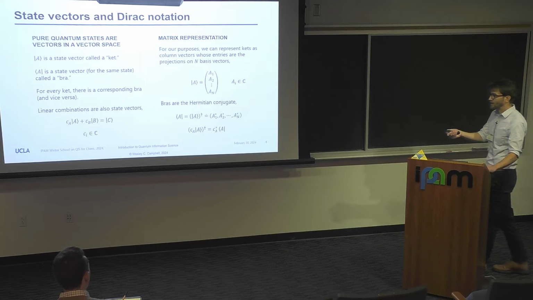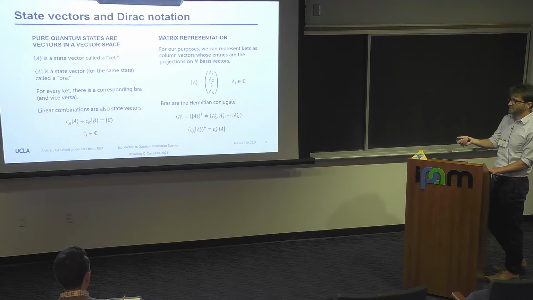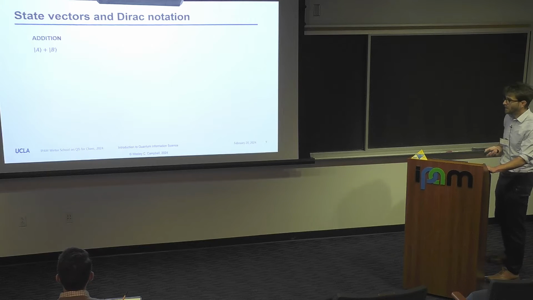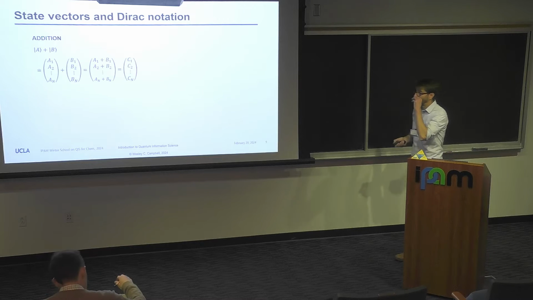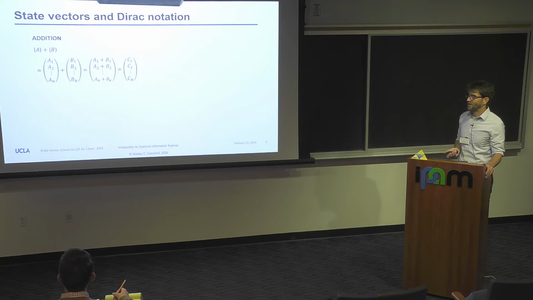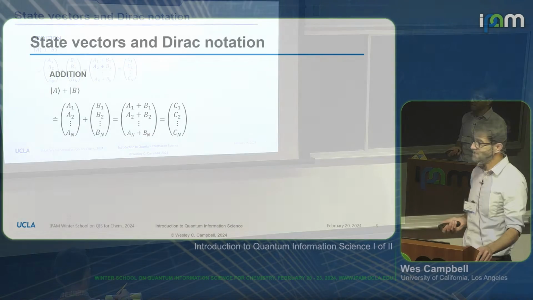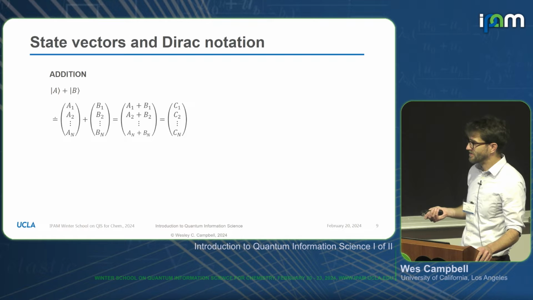And so if I take the Hermitian conjugate of some complex number times a bra here, what I get is the complex conjugate, with a star, of that number times the transpose of that vector. I mentioned it was a linear vector space. How do we add these things? Well, in our matrix representation, we simply add the column vectors the way you might imagine. So that's pretty straightforward until you start ending up with something like this.